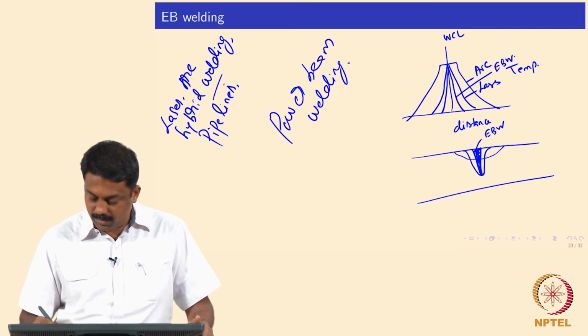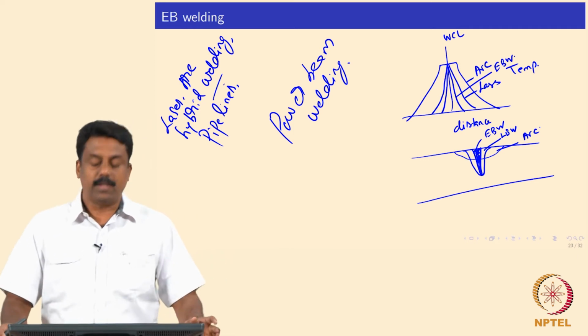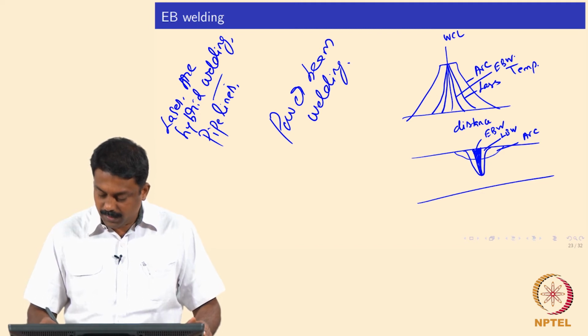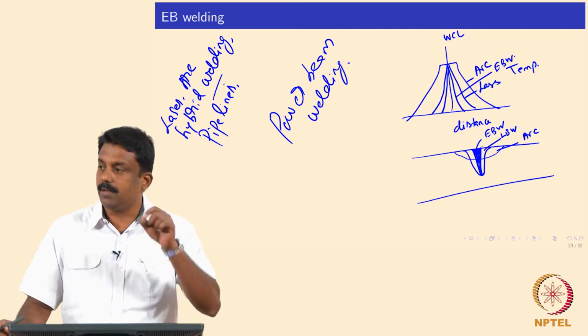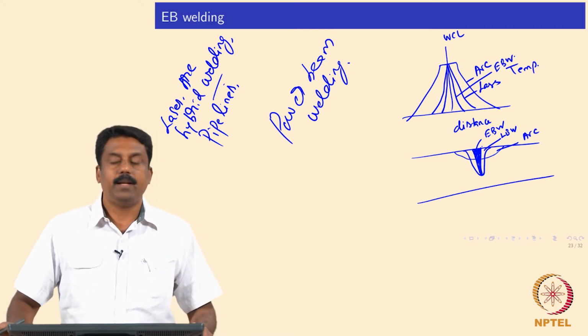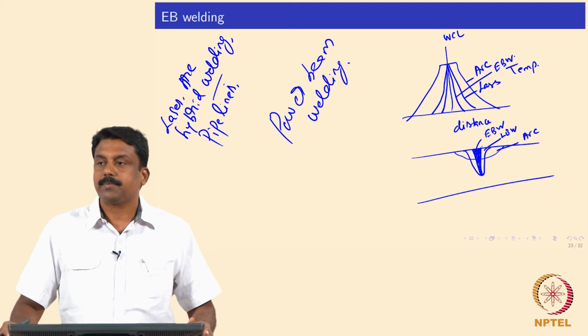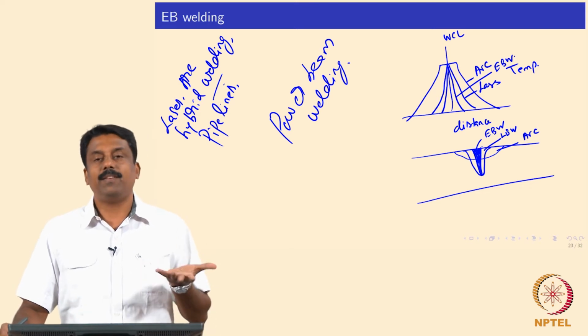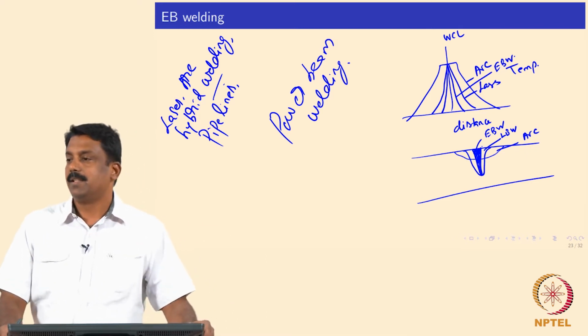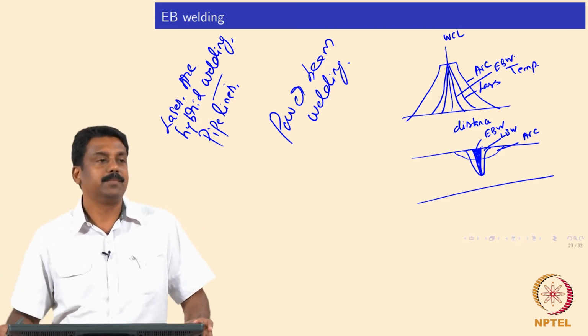Because of the temperature gradient and the focused heat source we use, the depth of penetration is much deeper in laser and electron beam welding, but the weld zone width will be much lower in electron beam welding because of the highly concentrated heat source we use, right, it is clear. So now, what is the source of electrons? The electron generation we already studied in the first chapter, right, thermionic emission and field emission, right.